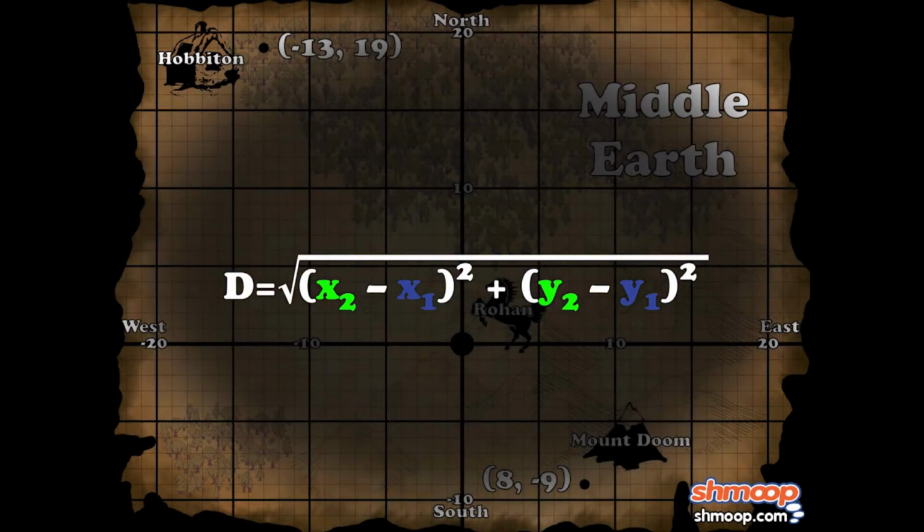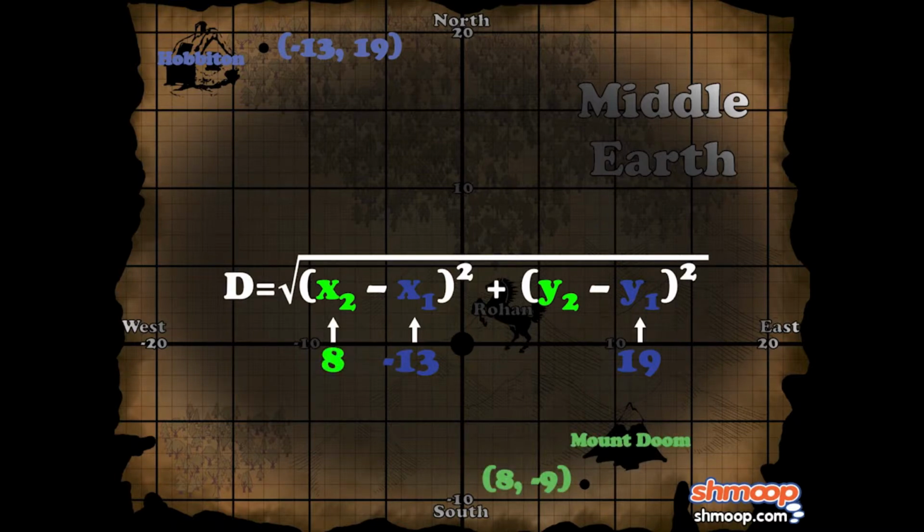Frodo and his friends start out in Hobbitown, so that's our first point. x1 equals -13 and y1 equals 19. They want to get to the other endpoint, Mount Doom. So x2 equals 8 and y2 equals -9.